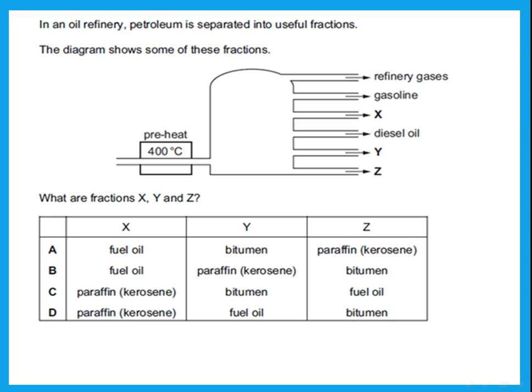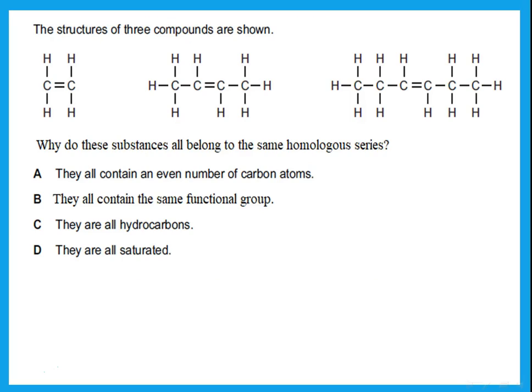Okay, now the multiple choice question. So he has this and he says, what are fractions X, Y, and Z? Remember, you are required to know the order in which these fractions are removed. So he's asking for something in between gasoline and diesel oil. You should realize that that is paraffin. And then Z, the last one, is butane. So your answer must be D.